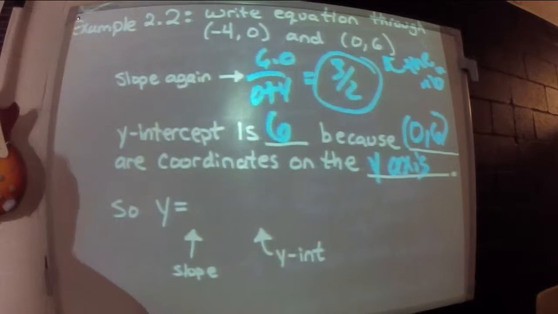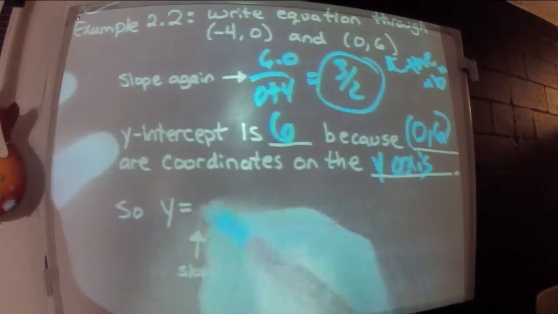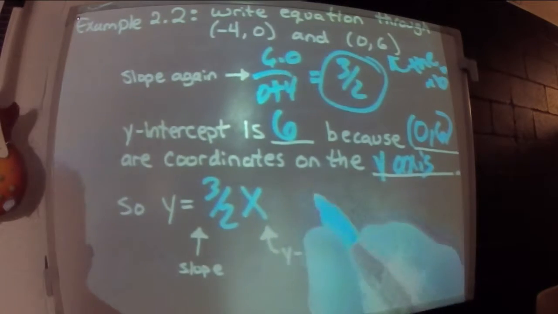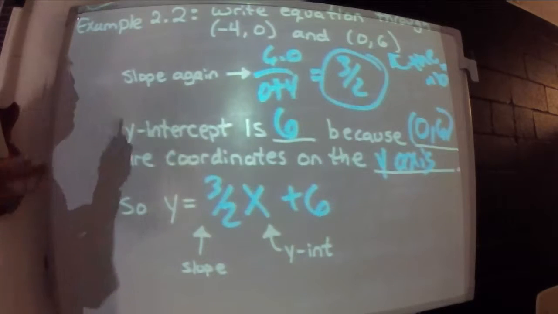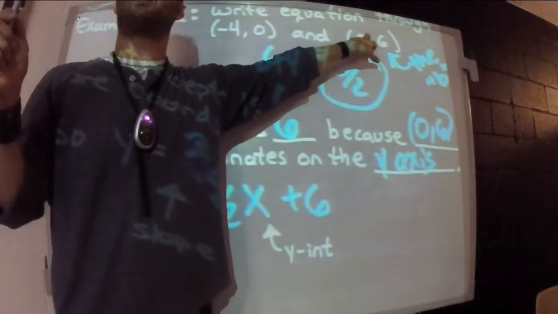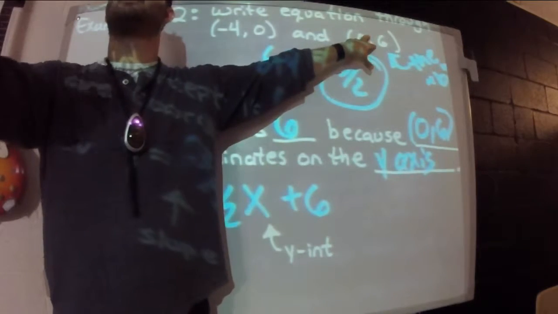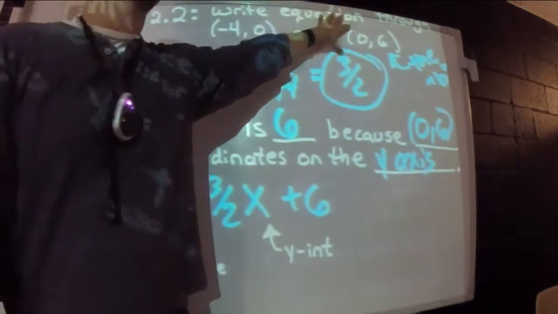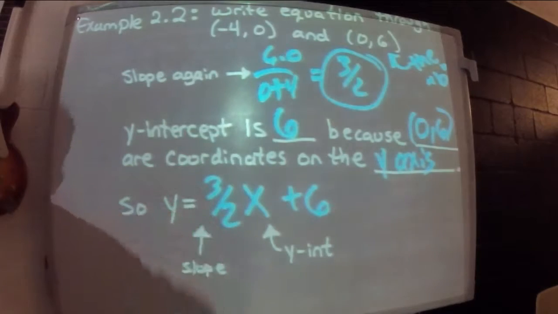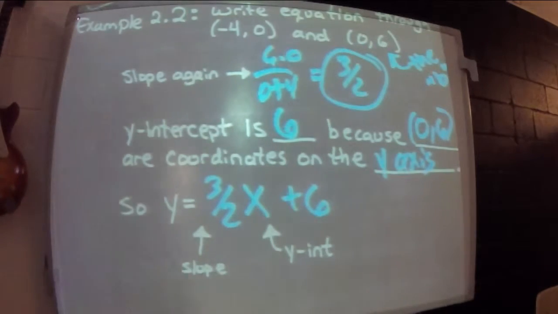So y equals, what's my slope that I had to calculate? 3/2 x. And what's my b? 6. Anytime they give you a point on a line and they say 0, comma, they're giving you the y-intercept without being specific. They're being coy. They're not really telling you, but they're giving you the y-intercept.